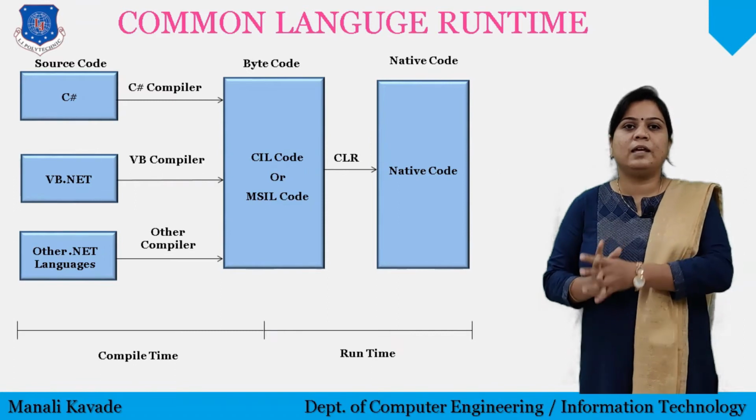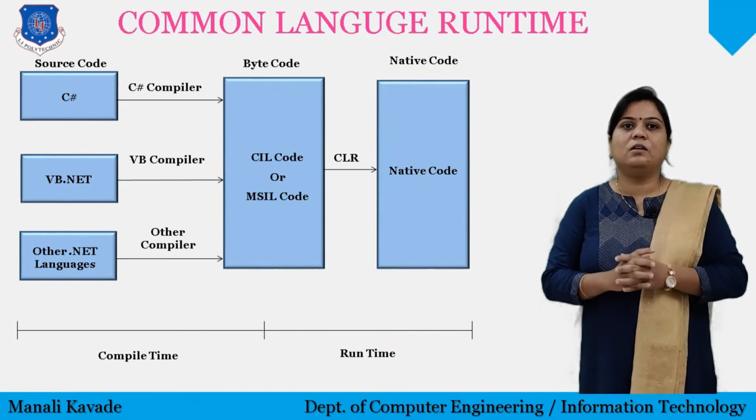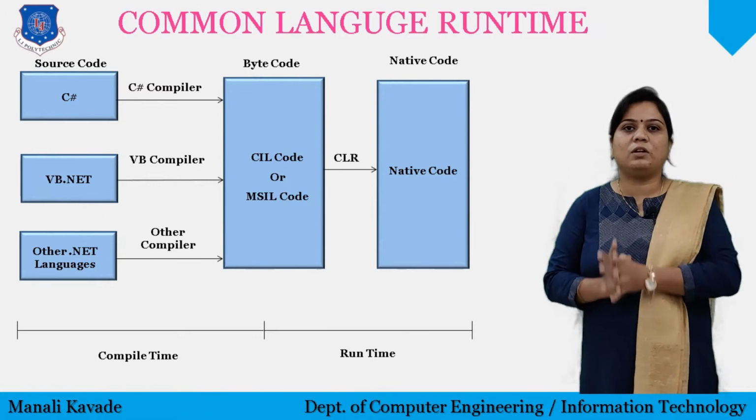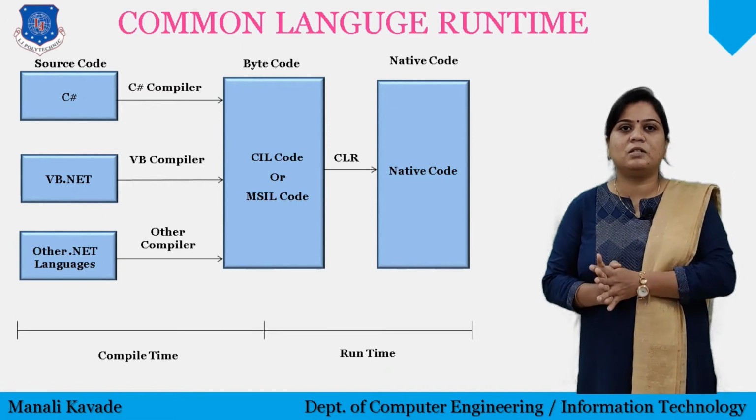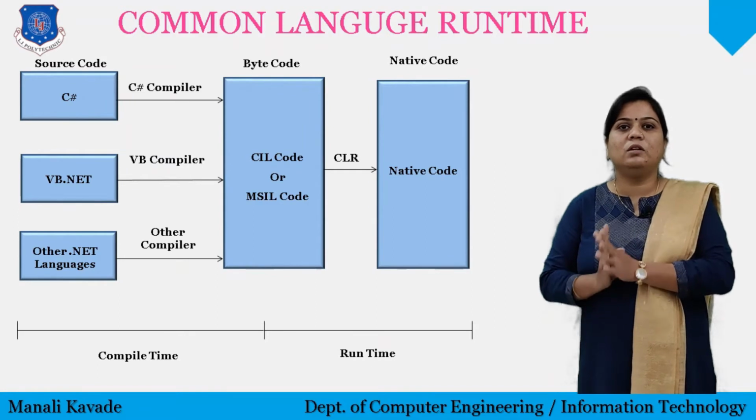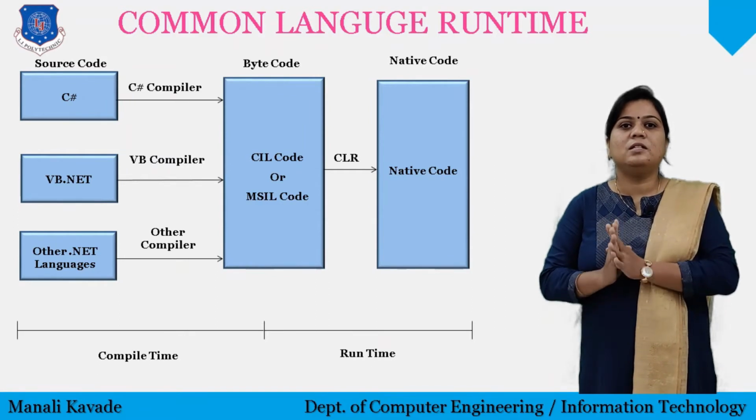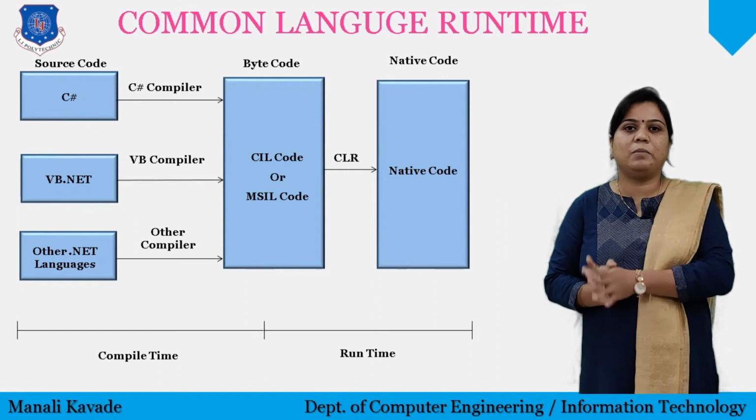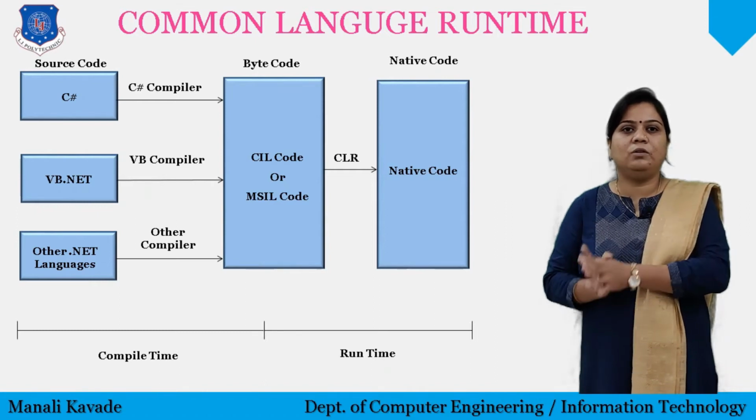CLR is like the JVM of Java. When we compile our .NET program, it converts into IL, or you can say MSIL code. Then the CLR, with the help of the JIT compiler, will convert it into native code.